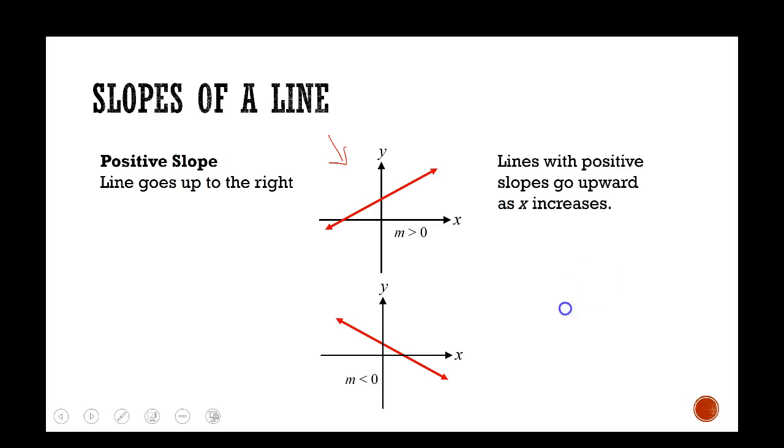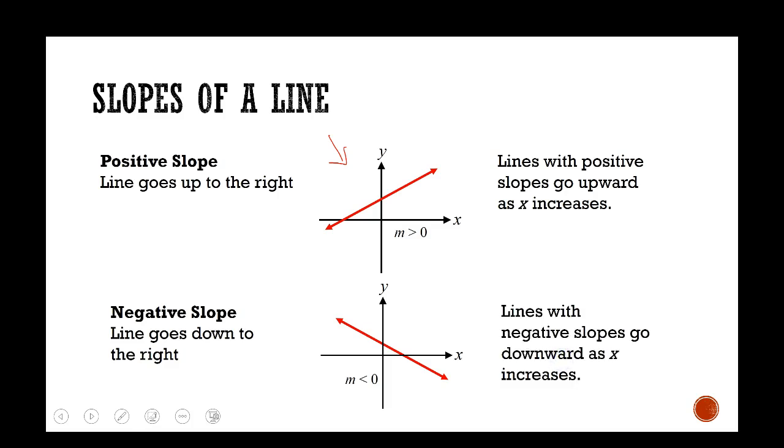And then the second is the negative slope, so that's when it's going down. So positive is up, negative is down. And then again, the negative slopes go downward as x increases.